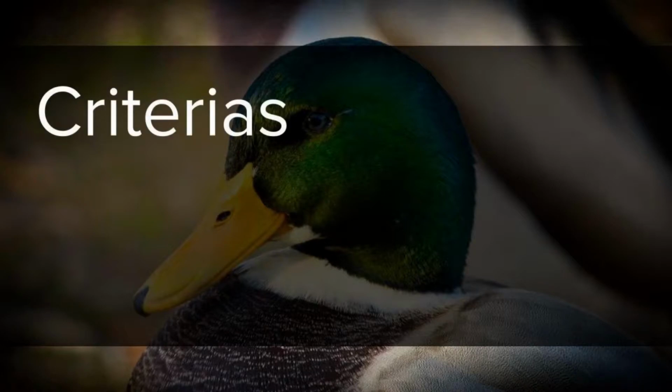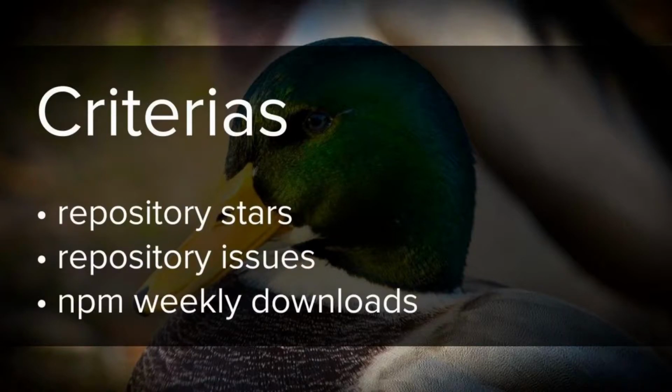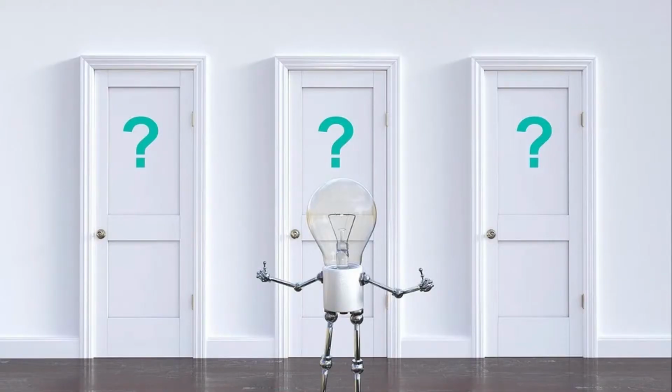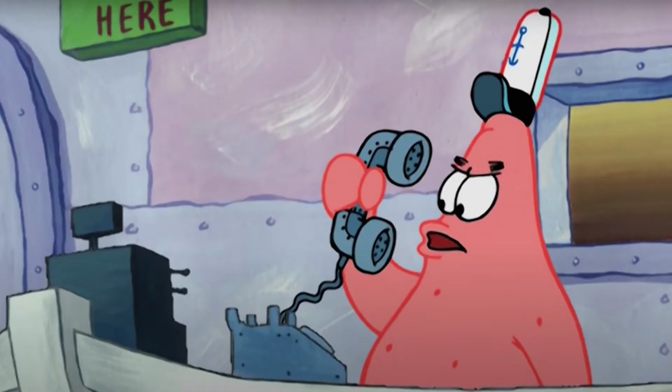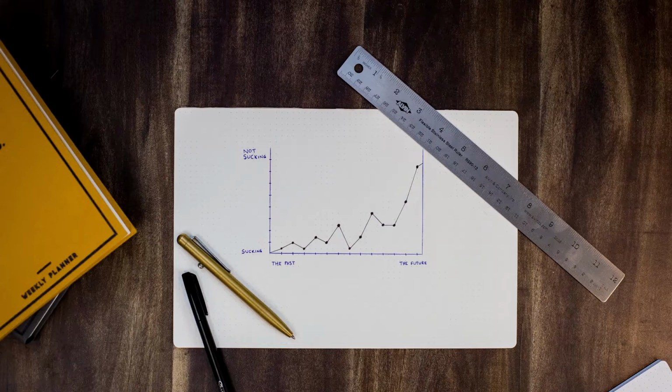The main criteria are repository stars, repository issues, and npm weekly downloads. Why these three? Because repository stars show us how many actual developers are interested in the codebase itself, which leads to potential bug reports and pull requests. Repository issues criteria speaks for itself. The more issues a library or framework has, the lower the chance someone will choose it. And finally, npm weekly downloads show more or less how many developers use the package.